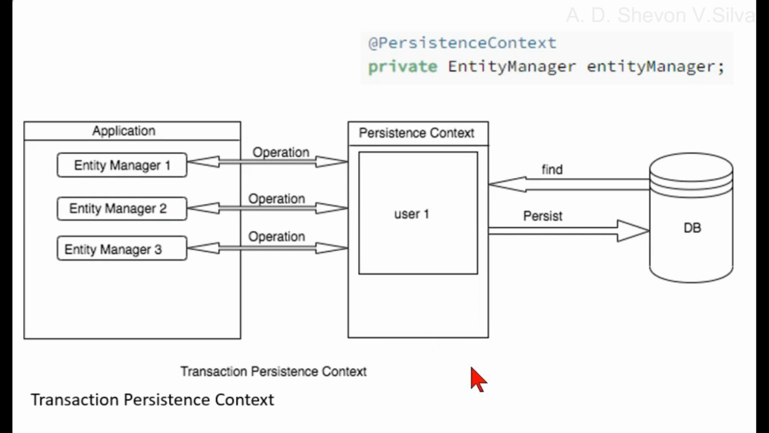The default persistence context type is transaction type, which is PersistenceContextType.TRANSACTION. To tell the entity manager to use the transaction persistence context, we simply annotate it with @PersistenceContext.